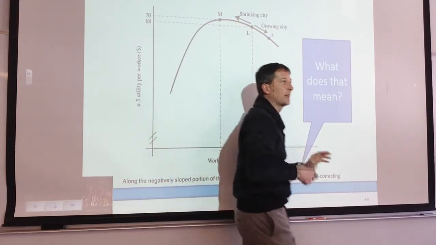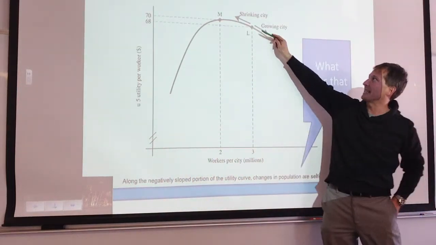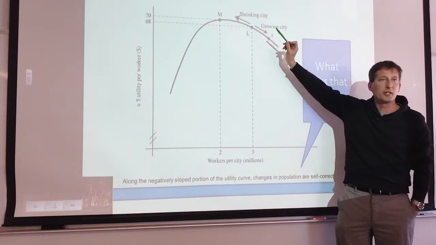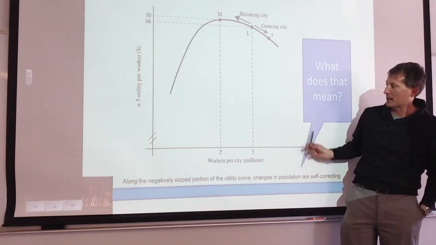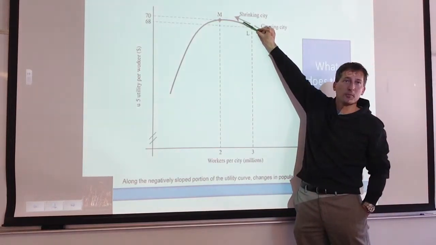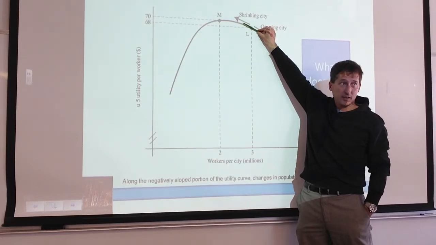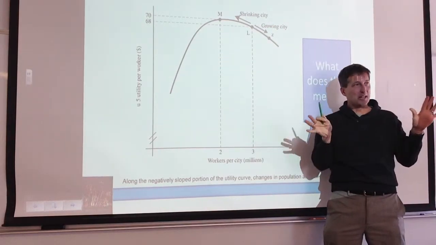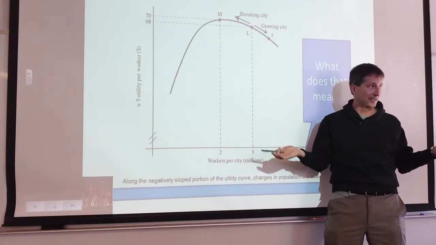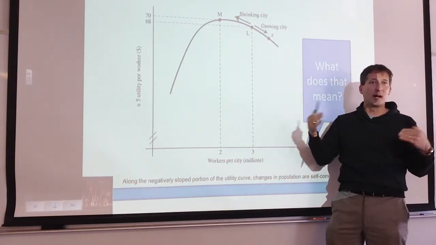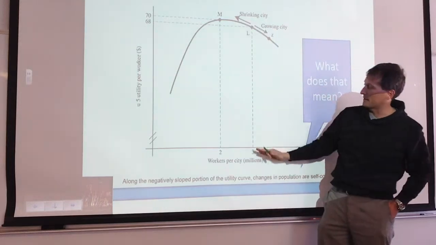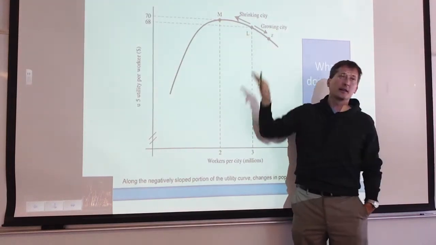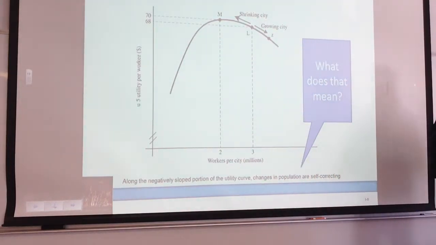What's interesting about this is that it ends up being kind of a sticky situation, a sticky point, because we're always correcting to be on the negatively sloped portion of the utility curve. What's somewhat unmodeled here is how we get to that point in the first place. But once we're at this point, the size of the city, there's an argument to be made that we'd stay on that slope.